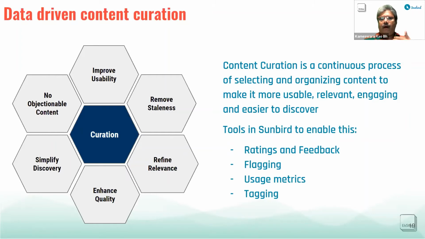For example, how much the content is being used, how many people are using it, what is the last time that content is used, for example, can give you how stale the content is, right? And the tagging metadata model, what we have seen, also provides a simple way of discovering the contents. So yeah, these are pretty much the key capabilities that the content architecture of Sunbird provides.